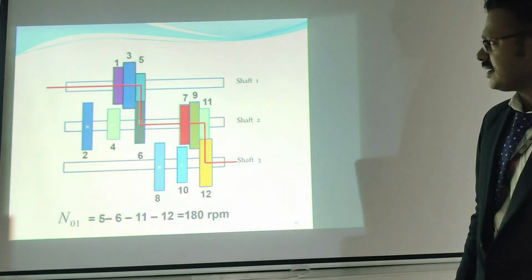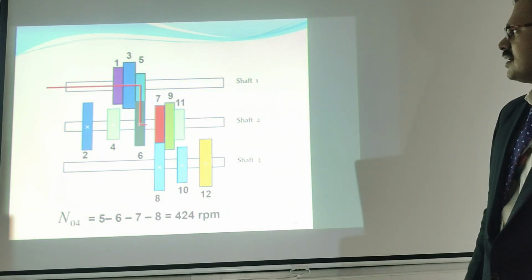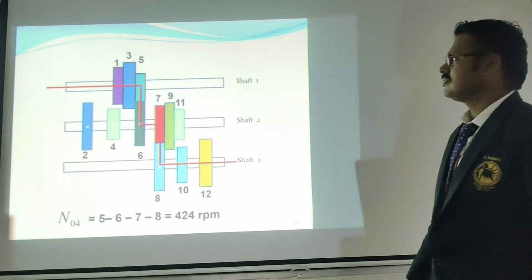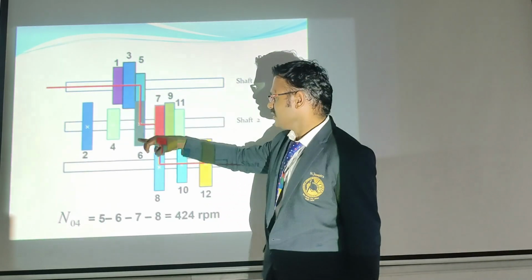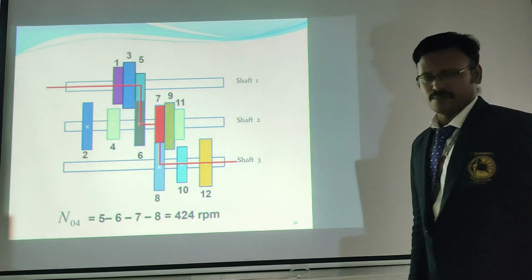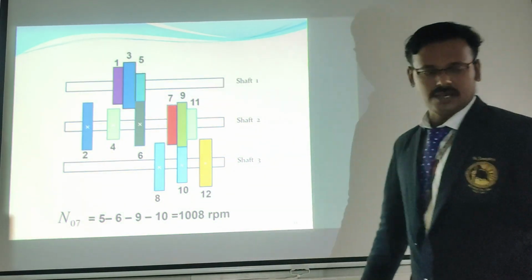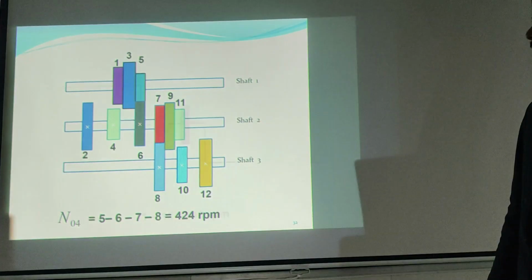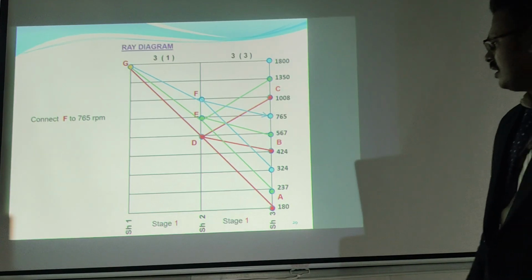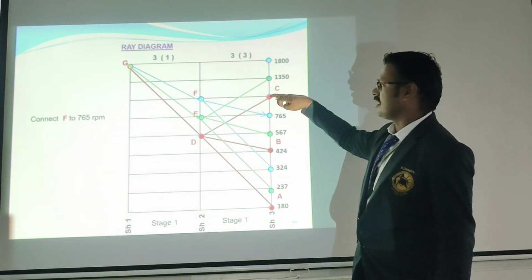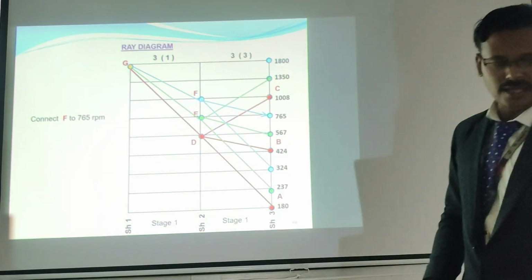Next combination is 5, 6, 7, 8. This is the second combination. The third combination will be 5, 6, 9, 10. If you see the ray diagram, three red color lines will be there. This is one red color line, another red color line, another red color line. These three pairs we are deriving like this.